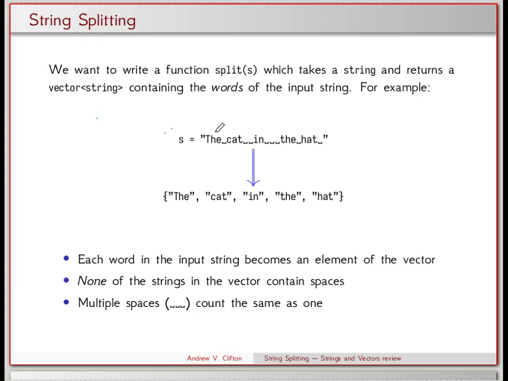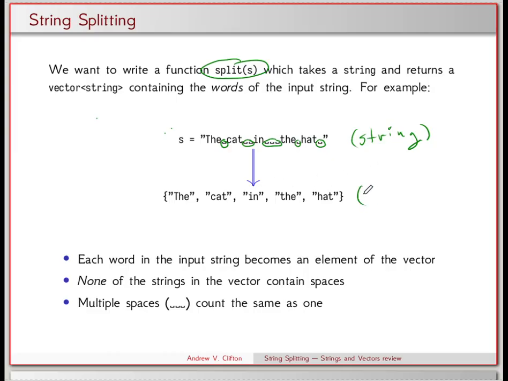We're trying to write a function called split. So split takes a string. The parameter to it is going to be a string, and then it's going to take that string and split it up wherever there are spaces. So like there's a space there, there's a couple of spaces there, there's three spaces there, one there, like that, right? Wherever there's spaces, we're going to split it into separate words.